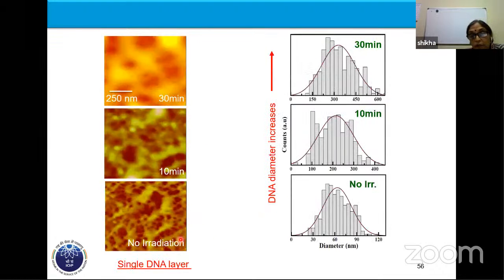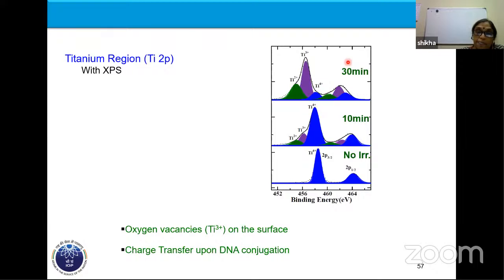So if we plot the diameter on these surfaces, in the case of a clean surface, we see something like this. But on the irradiated surfaces, the diameter of the DNA increases. And the increasing diameter suggests that the biocompatibility of the surface is increasing. Wetting properties are increasing.